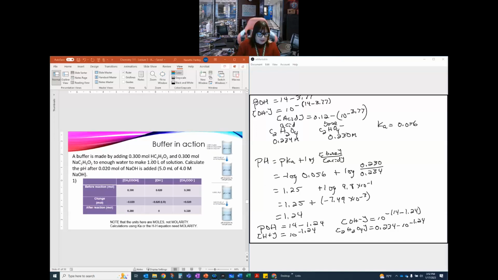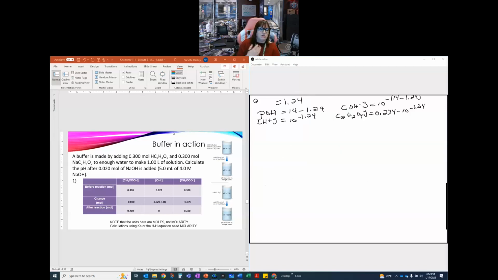All right. Now, one of the other things we need to talk about is that now I've done calculations with the Henderson-Hasselbalch equation. Yay. I know that a buffer can work in action. It can do stuff. So a buffer is made by adding 0.300 moles of HC2H3O2 and 0.300 moles of NaC2H3O2 to enough water to make 1 liter of solution. Calculate the pH after 0.020 moles of NaOH is added. 5 milliliters of 4 molar NaOH.